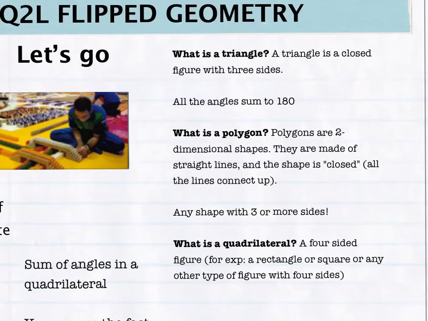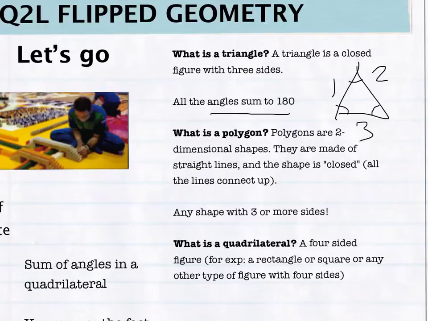So, let us review what a triangle is. We know it looks like this. A triangle is a closed figure with 3 sides. 1, 2, 3. And we also know some properties, which are that all the angles sum to 180. All the interior angles sum to 180. And what I just drew would be an example of 3 congruent angles, but they don't have to be. It depends on your triangle.